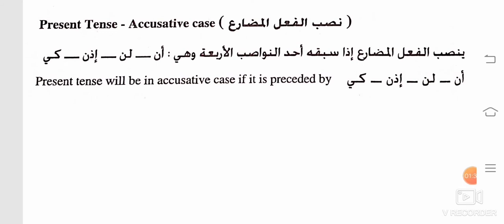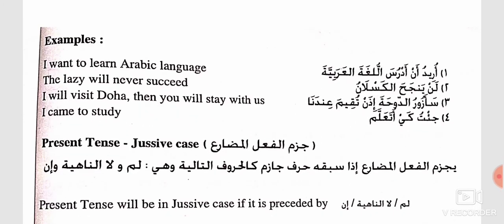So, an, lan, idhan, kai, these are the letters. Present tense will be in accusative case if it is preceded by an, lan, kai, idhan. So let's have a look into some examples. Examples are uridu an adrusa. An is the letter that gives fi'l mudari nasb. So an adrusa. Sa is given fatah.